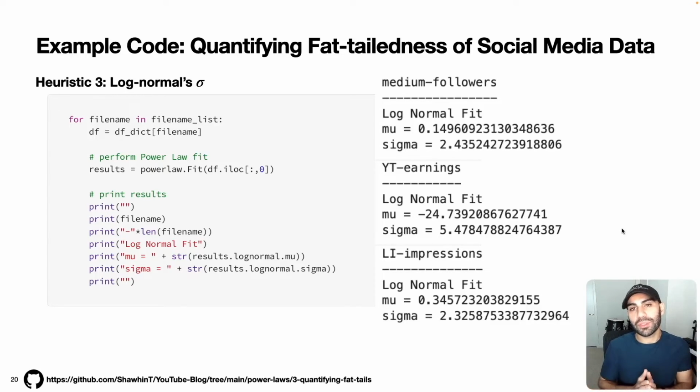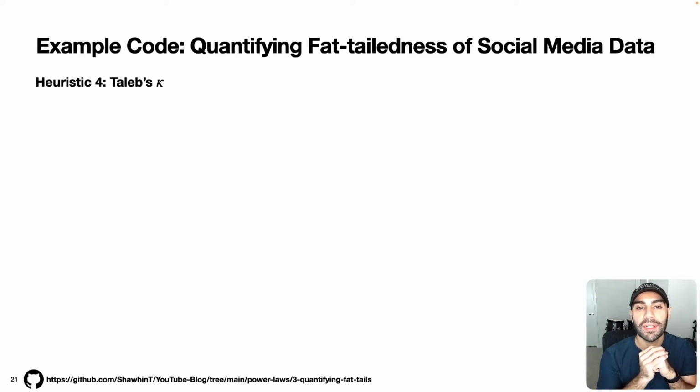And as we mentioned previously, one of the limitations of heuristic 1 and heuristic 3 is that if the power law or log normal fit doesn't do a good job at explaining the data, then these approaches tend to break down. Moving on to heuristic number 4, since I couldn't find an off-the-shelf implementation of this metric, this is going to take a few more steps.